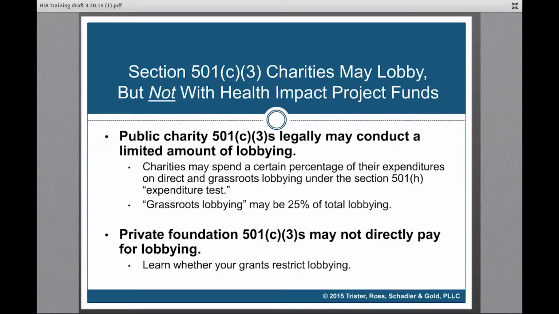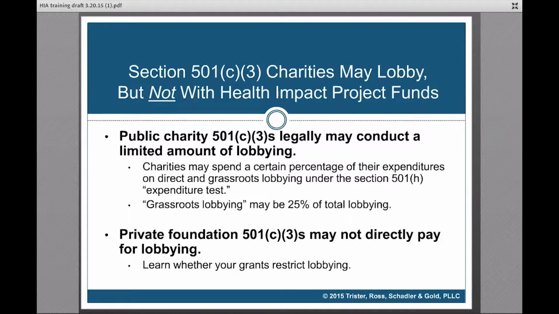But what happens more frequently is that private foundations give project-specific grants. For example, all of these Health Impact Project grants are specific to your project. Those grants usually have a restriction that says you may not conduct any lobbying with this grant funding. So it's important for us to understand what is lobbying so we can understand what we can and can't do.